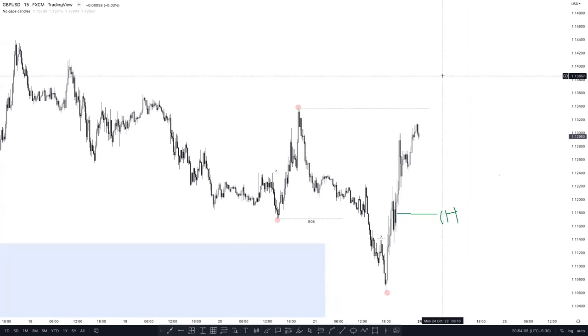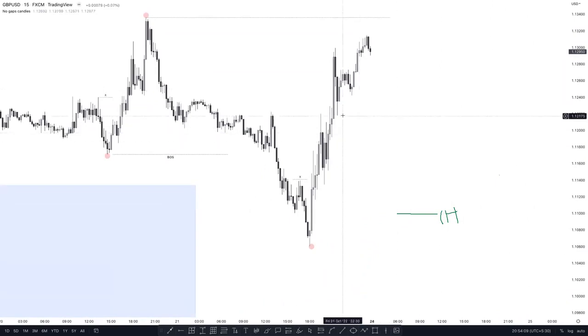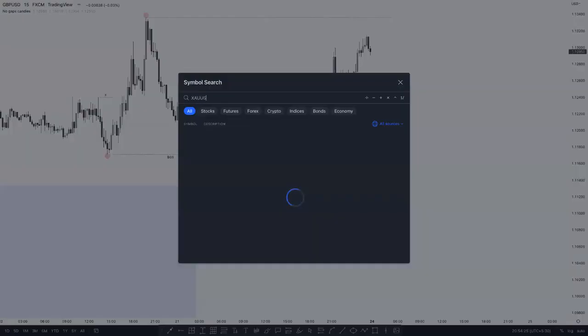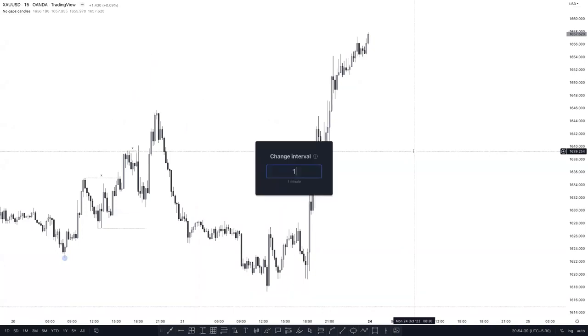Okay. Now let's switch into another pair after GBP. Okay, gold, 1 day.